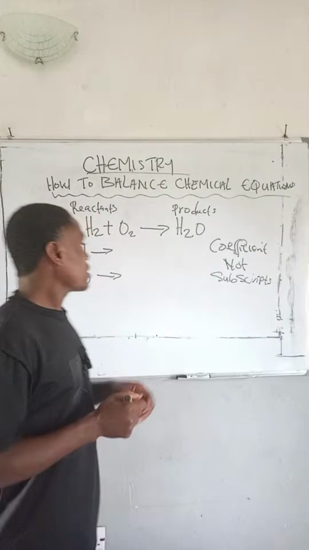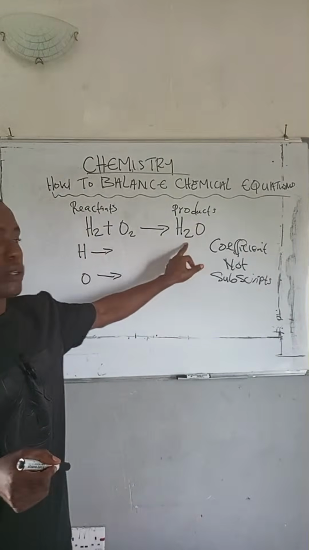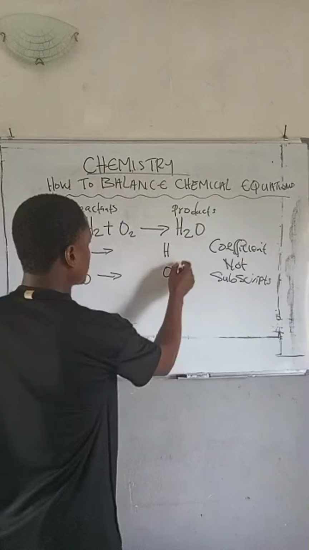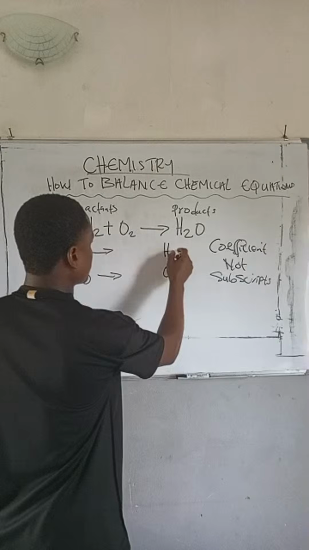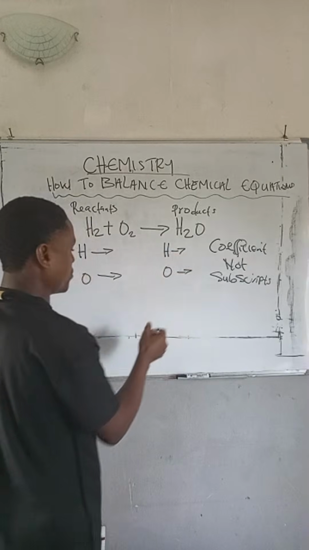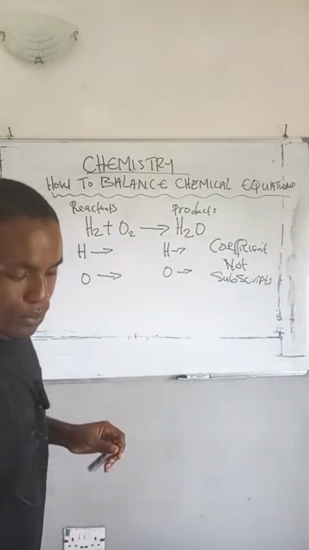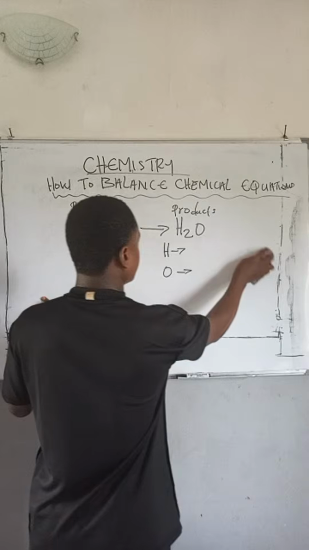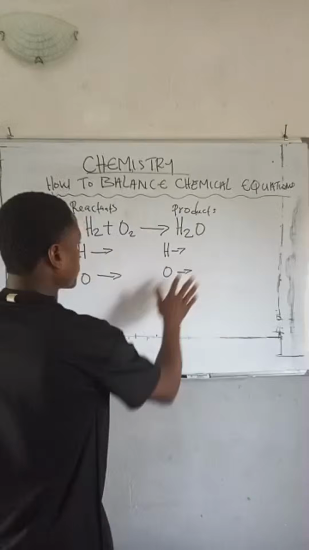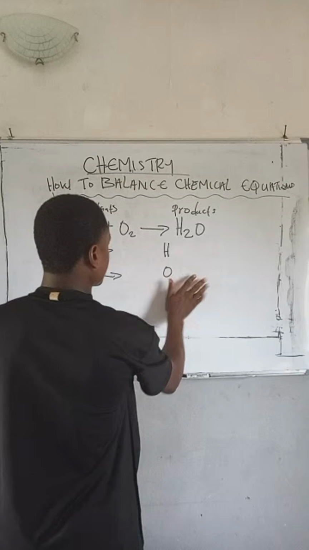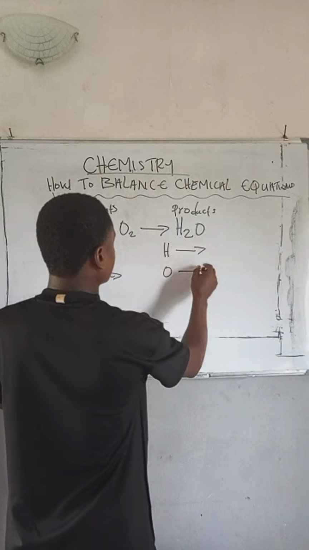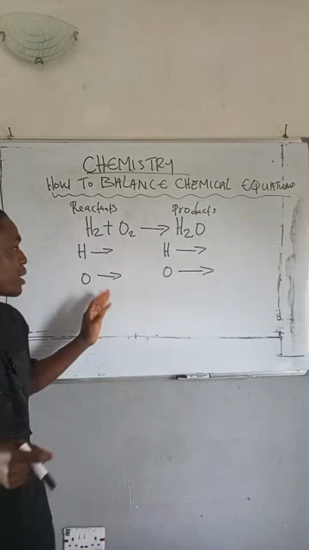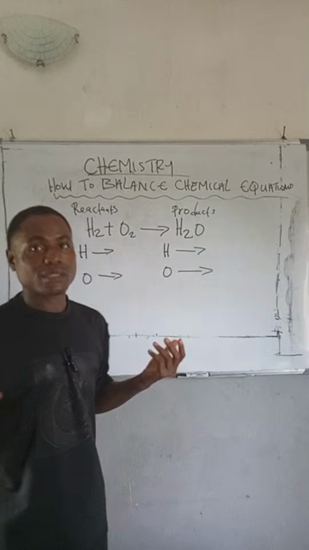Are you getting it? Then you move straight to the right side. The first element here is what? Oxygen. So this is the first step to take. Okay, so we are done writing out the given elements.